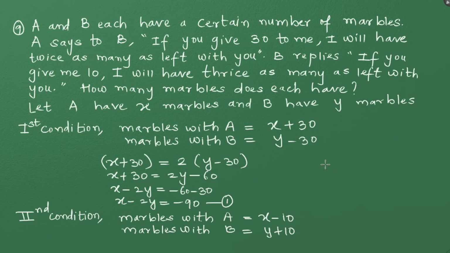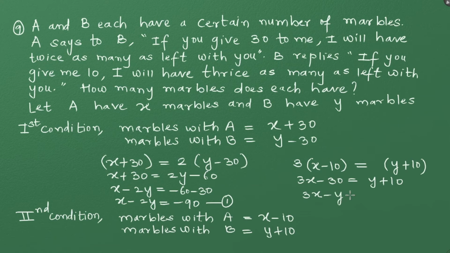So let us frame the equation. This is the number of marbles with A and this is the number of marbles with B. If A gives 10 marbles to B, then the equation will be: y plus 10 equals three times x minus 10. So this is the second equation obtained.